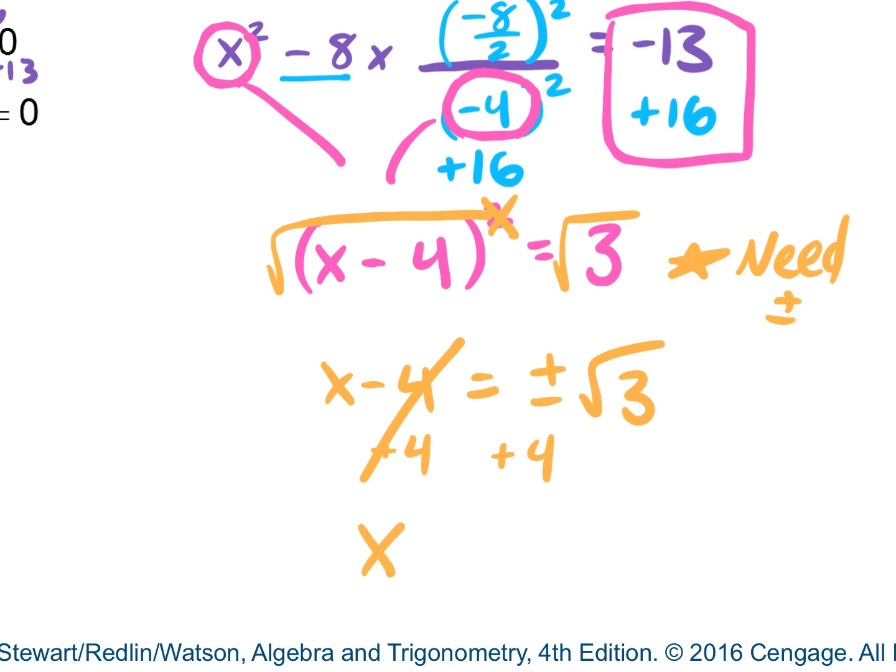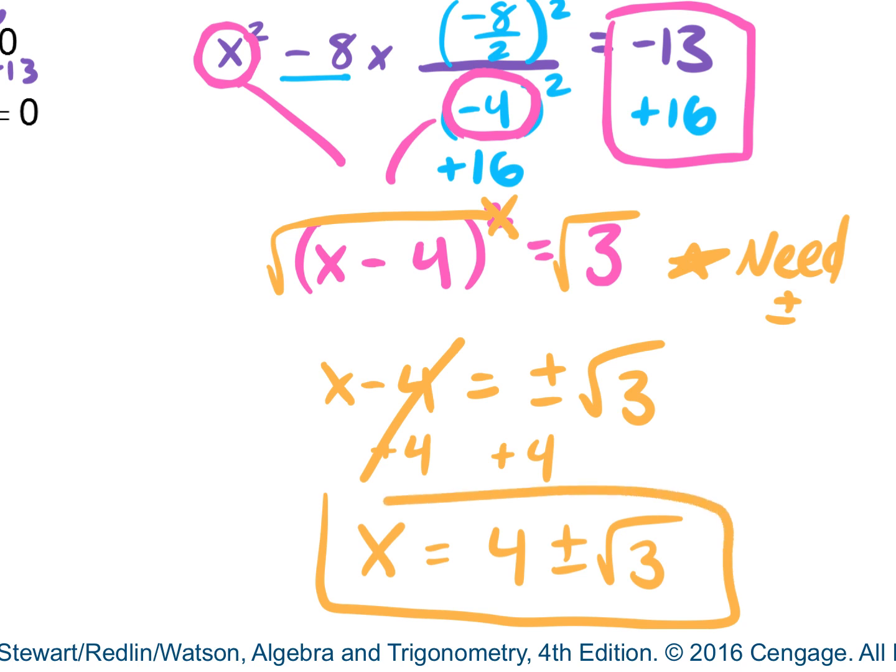Can I combine 4 and square root 3? No, so we're just going to leave it as 4 plus or minus square root 3. We can't add them together, and we like it when the whole number comes first. Our standard form puts the whole number first, so just put it right in front of the plus or minus. So this would be our answer.